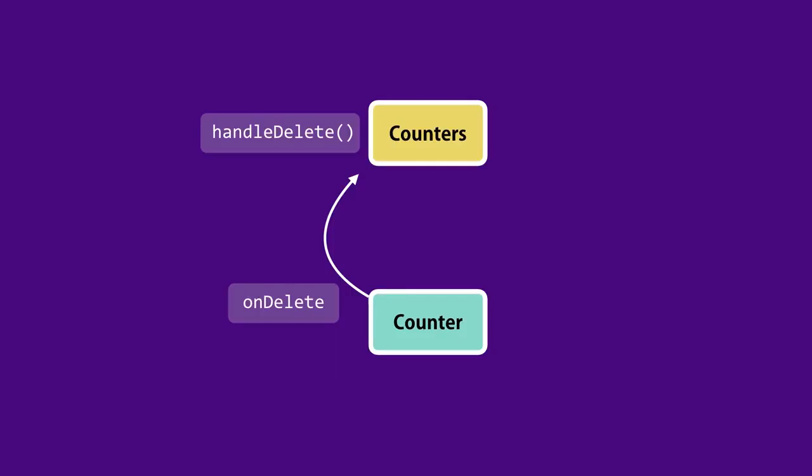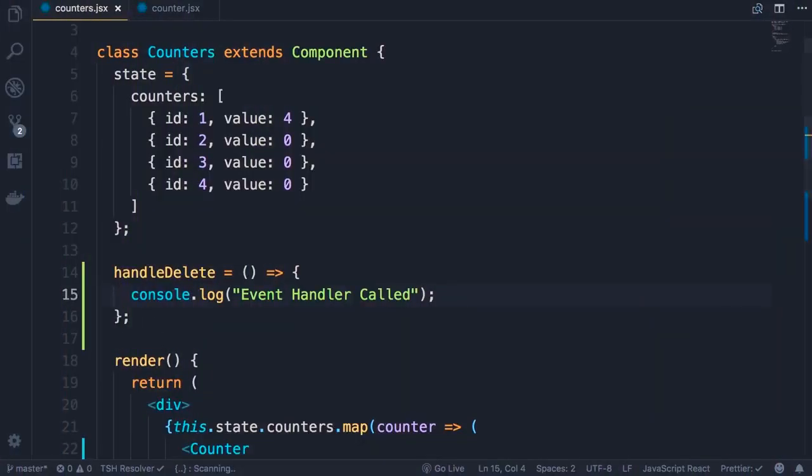And you're going to see several more examples of this throughout the course. But we are not done yet, because in our handleDelete method, we're simply doing a console.log. Here we need to update the state, and that's what we're going to do next.